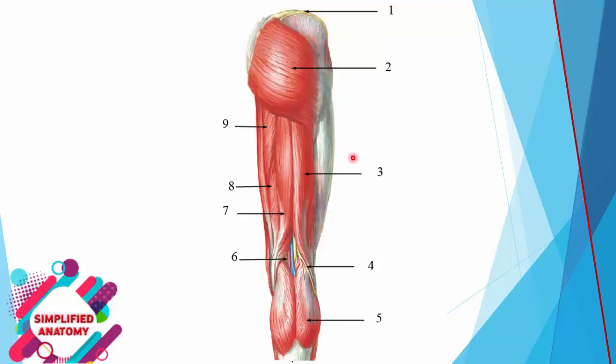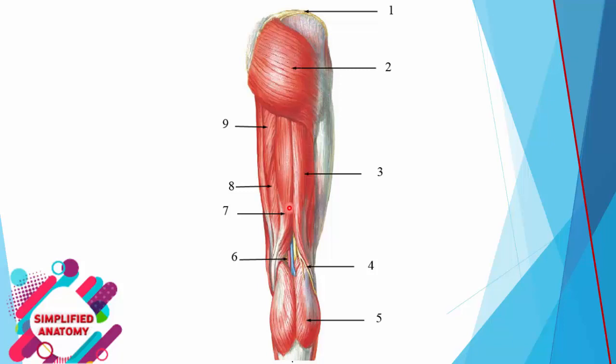The next diagram shows the posterior view of the thigh. This region is called gluteal region, and this muscle is present in the back of the thigh. At first, where is medial and where is lateral? This is lateral because this white tract is called iliotibial tract, which is present laterally. Number 1 is called iliac crest. Number 2 is called gluteus maximus, inserted into the iliotibial tract, supplied by inferior gluteal nerve.